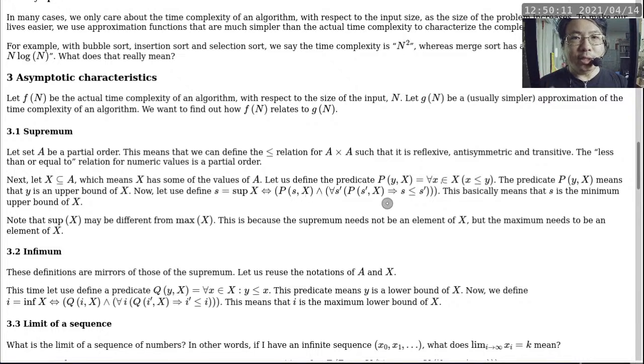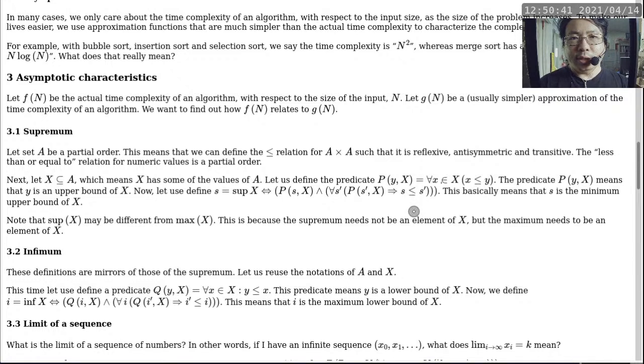Okay, we need something else to be true as well. So what is this thing here? Let's take a look. This one says, for all s prime, and then we have an implication inside the quantified statement. The implication says, if s prime is an upper bound of x, then s is less than or equal to s prime.